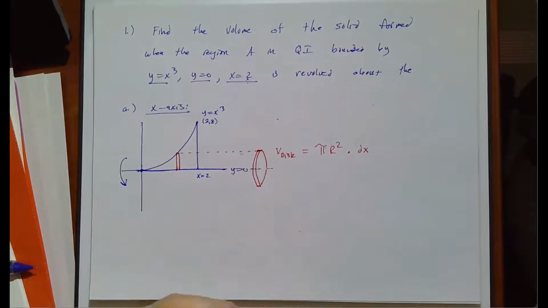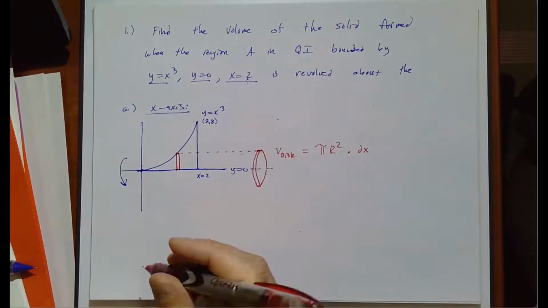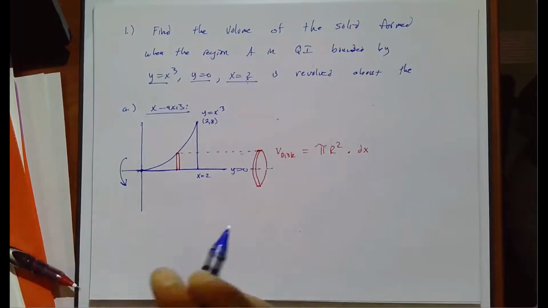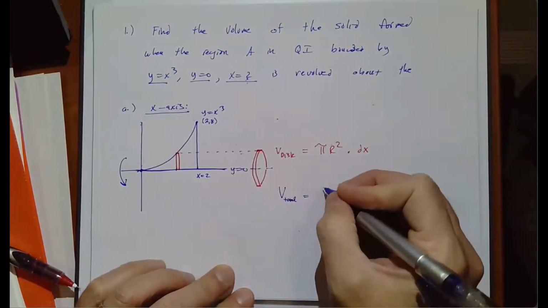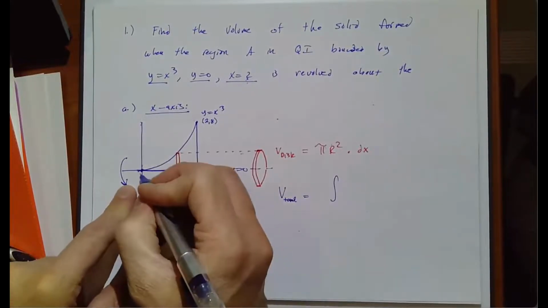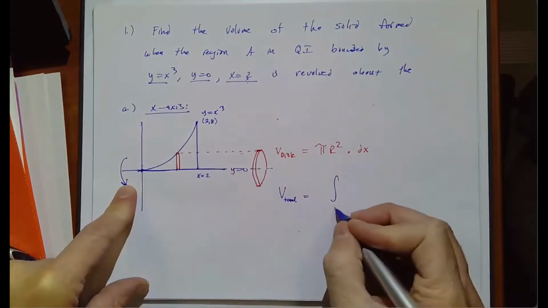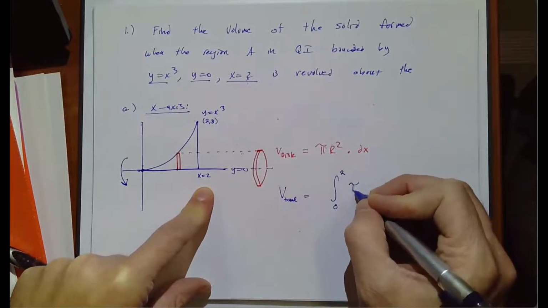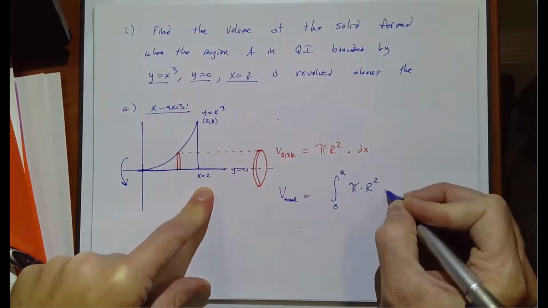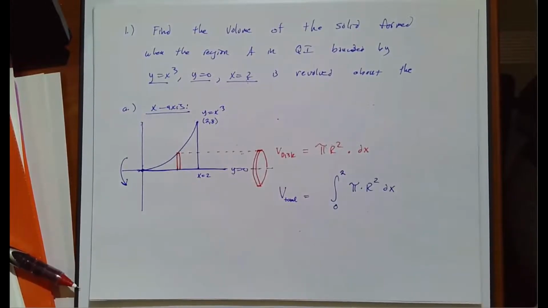But again, that's just one disk. We want to add up the volumes of all the disks. So the way we quote unquote add up all the volumes is the total volume is going to be the integral from as far left as x equals 0 to as far right as x equals 2 of pi times our radius squared dx. We're just adding up all the volumes of all the disks.